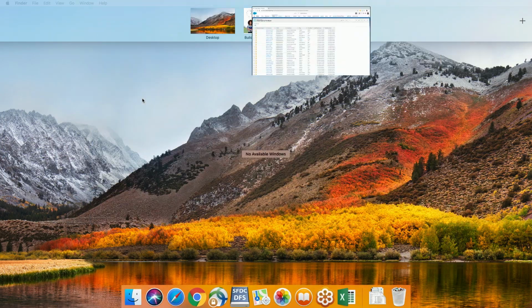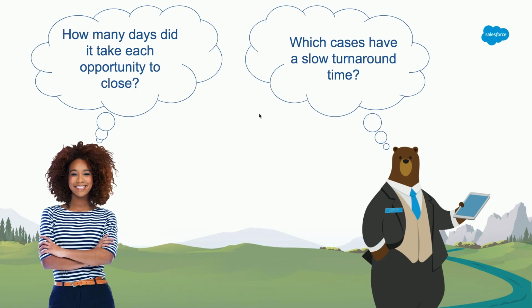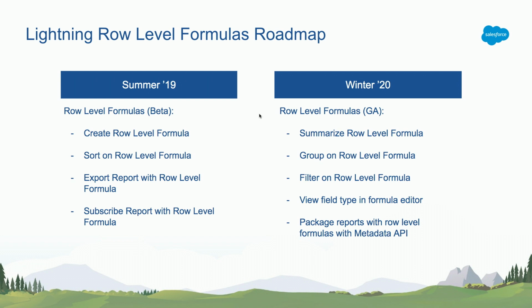Great. So I'm going to go ahead and jump back into our slides here. Thank you for those great demos, Anusha. Row-level formulas are currently available in Summer 19 as a beta feature. So they're out in Salesforce now. You can create row-level formulas. You can sort row-level formulas. You can export a report with row-level formulas to a spreadsheet if you need to. And if you subscribe to a report with a row-level formula, the row-level formula will be included in the report subscription email.